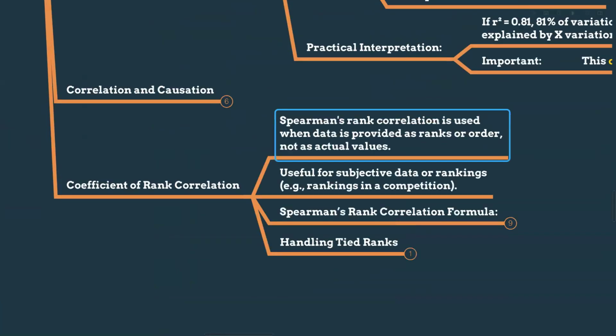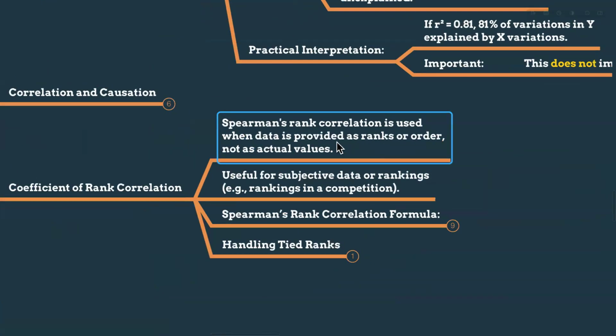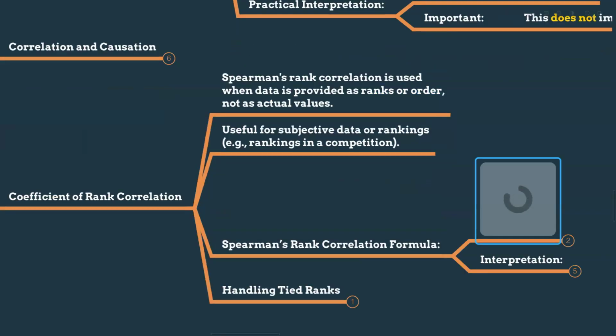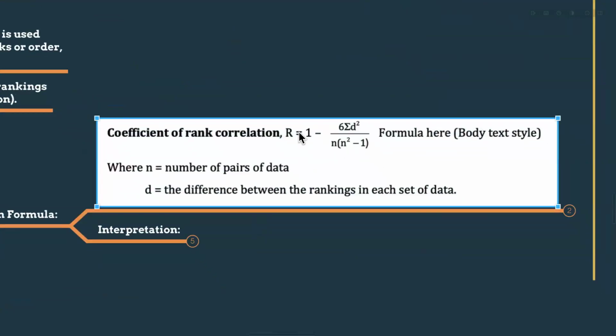So, coefficient of rank correlation. Spearman rank correlation is used when the data is provided as ranks and order, not on actual values. So we will do this question. Useful for subjective data or rankings in a competition. The Spearman rank correlation formula is 1 minus 6 sigma d squared over n squared minus 1. So this is the formula. We will do this in the actual question.